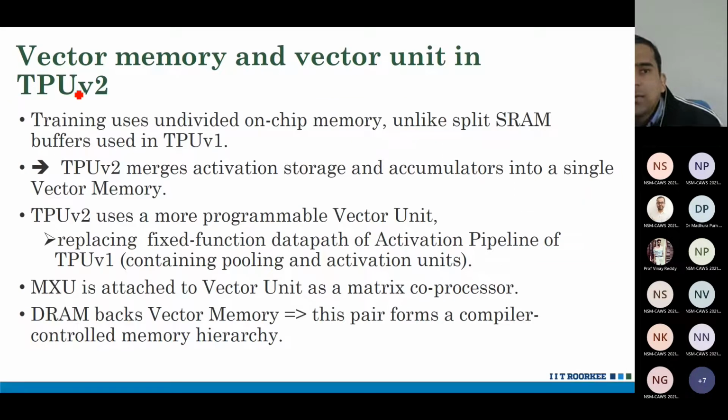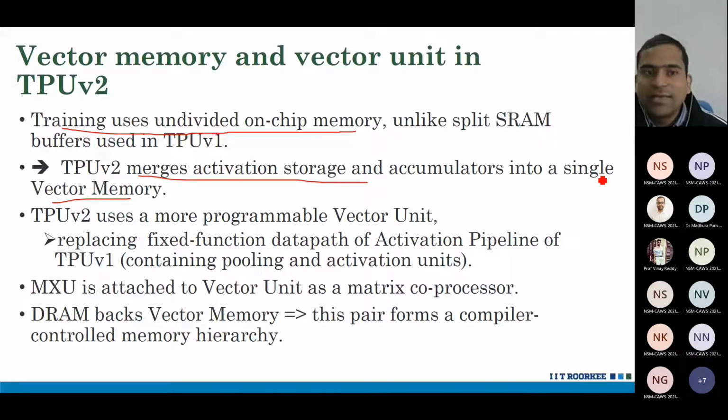Let us understand this. Training uses undivided on-chip memory, unlike the split SRAM buffers used in TPU version 1. So in TPU version 1, we had accumulators and we had that unified buffer that was split. But here it is combined. It is called vector memory. It merges activation storage and accumulators into a single vector memory.